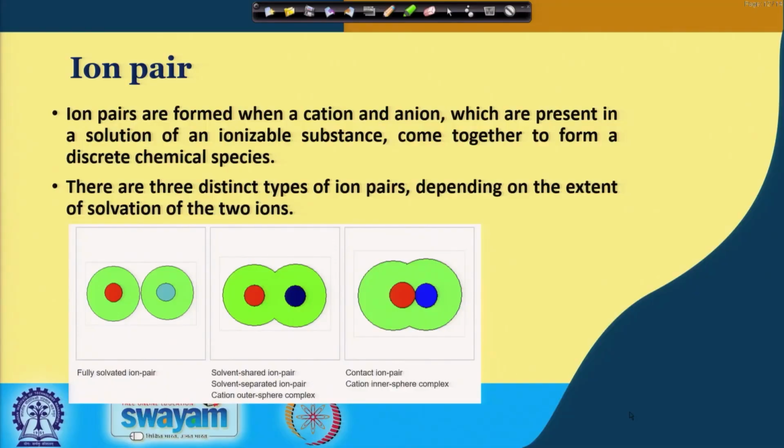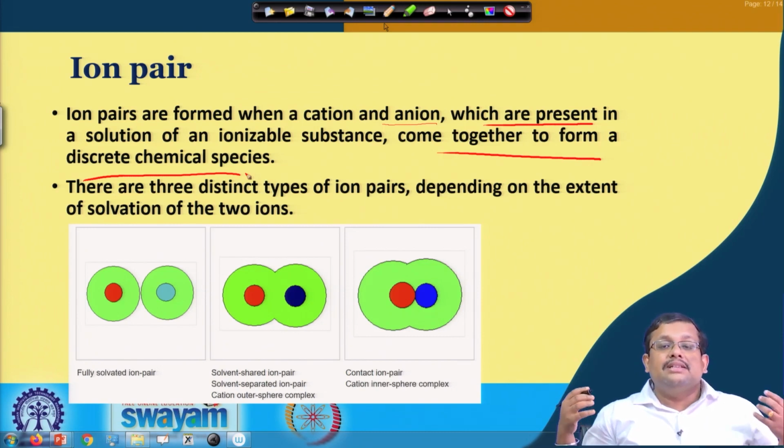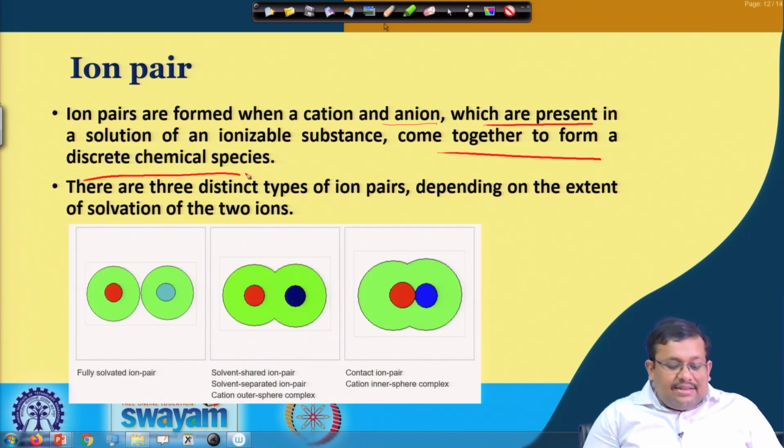Now, in chemistry, ion pairs are basically formed when a cation and anion which are present in a solution of an ionizable substance come together to form a discrete chemical species. And there are 3 distinct types of ion pairs depending on the extent of solvation of the 2 ions.